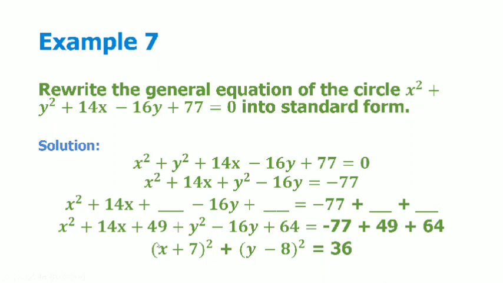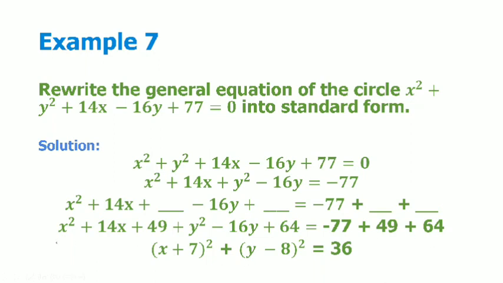So the first one is we add 49 on the left, so we will also add 49 on the right side of the equation. And then we will add also 64. Since we add it on the left, we add it also on the right side of the equation.